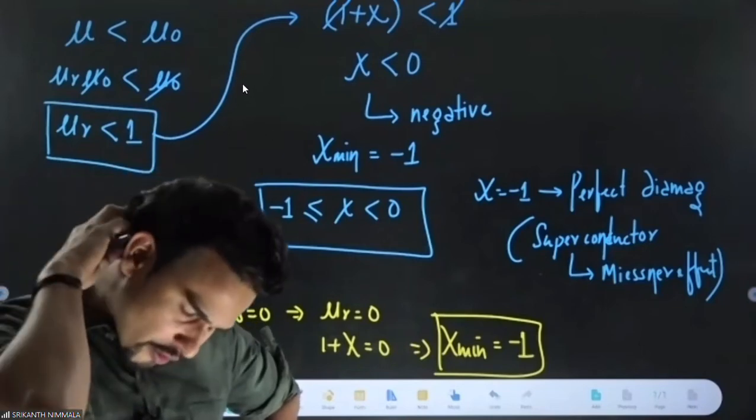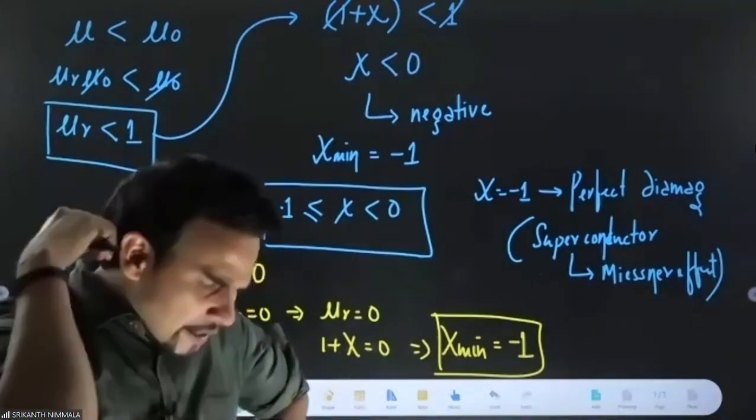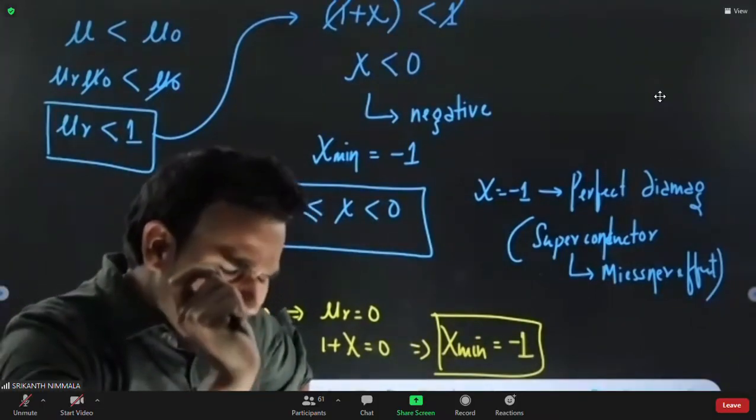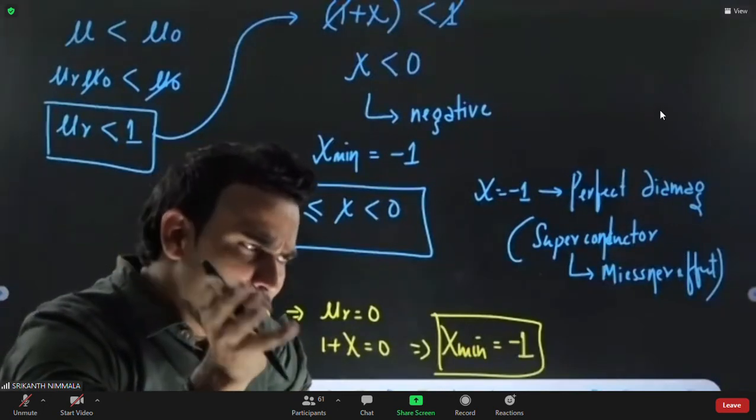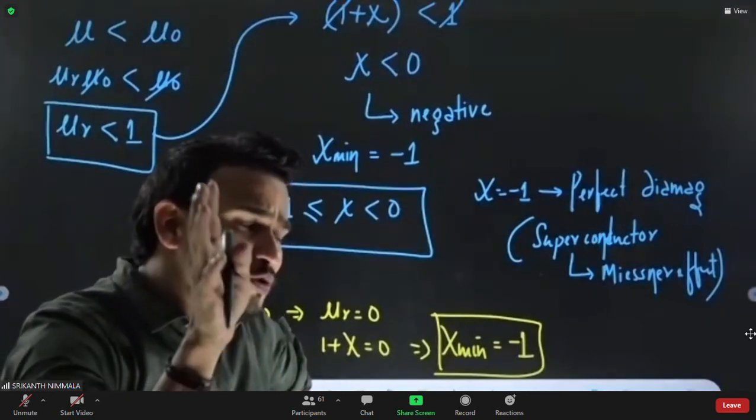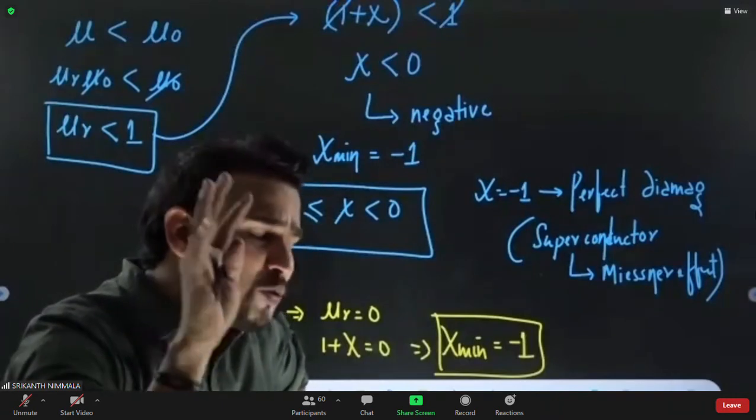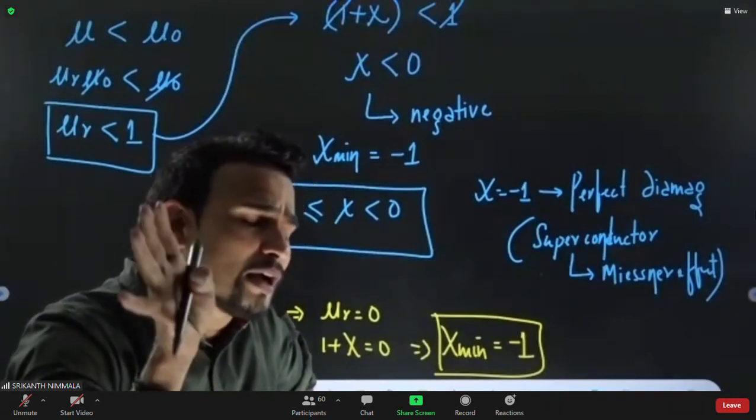First, I will start from the beginning. In diamagnetic material, the induced magnetic field is opposite to the applied field. So the net magnetic field decreases. So B becomes less than in vacuum. That means mu becomes less than mu naught, which means mu R becomes less than 1.